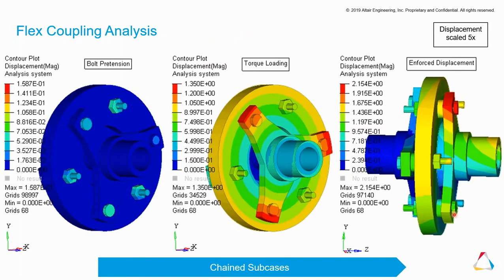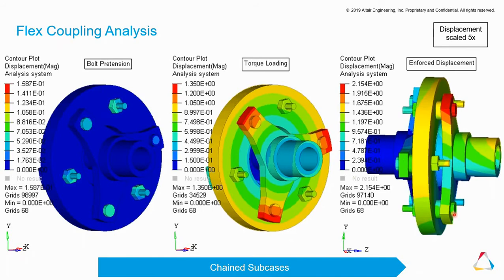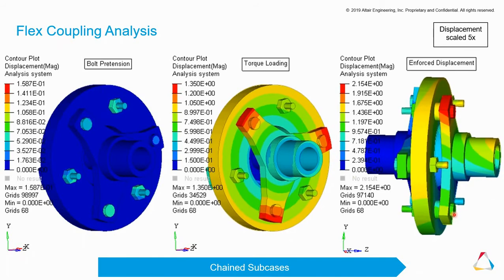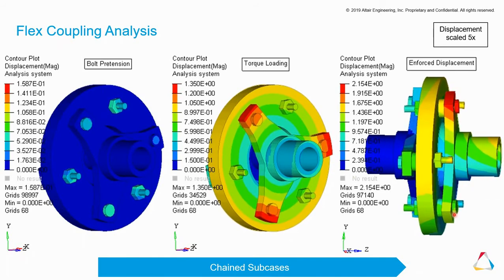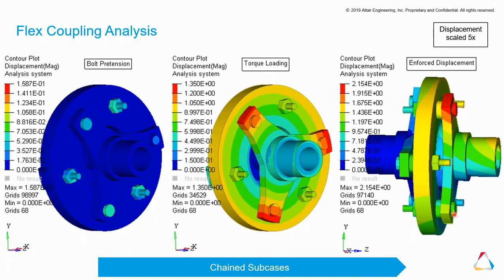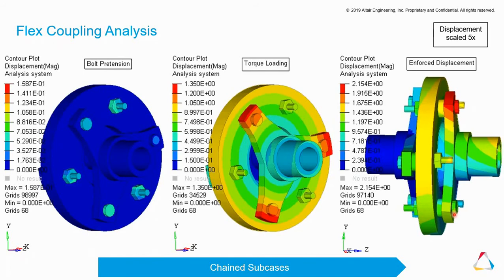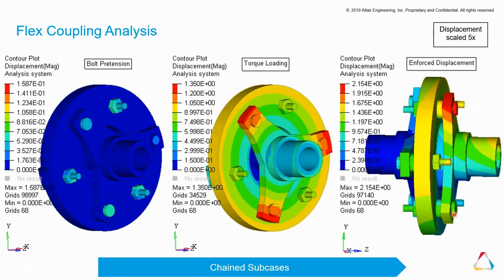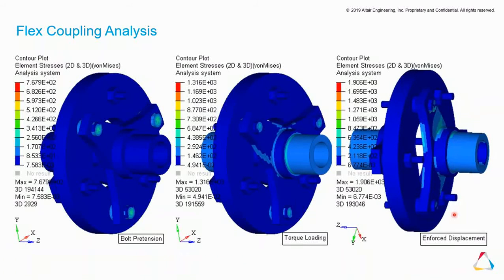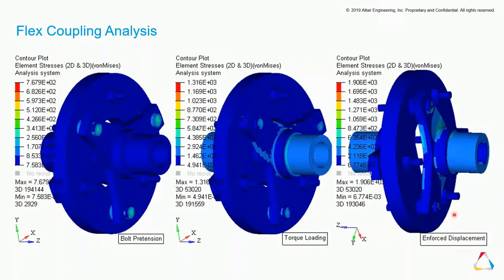So here's a look at the displacement from the three chain subcases. What I mean by chain subcases is that subcase 2 follows subcase 1, and similarly subcase 3 follows subcase 2. You can see the effects of the pretension and then the torque loading and then the subsequent enforced displacement on the entire assembly. Correspondingly, we can look at the stresses again for each of these subcases based on the sequential loading.